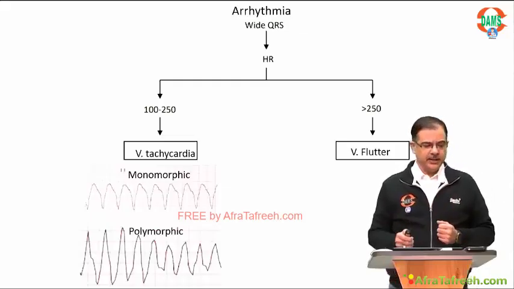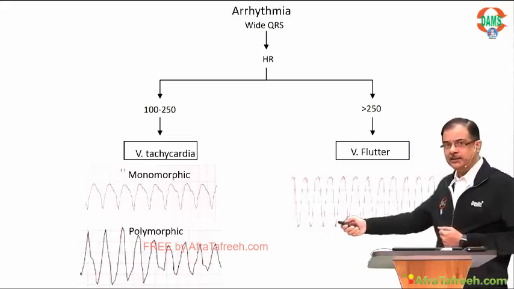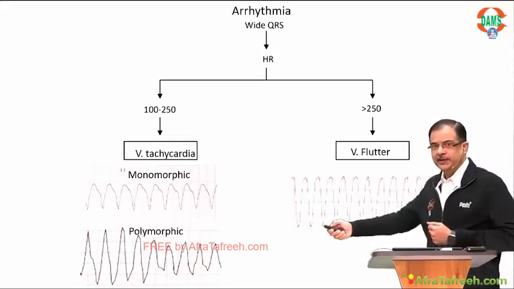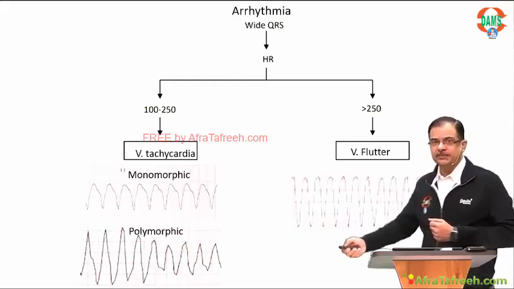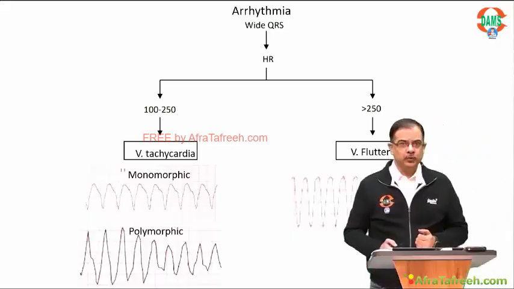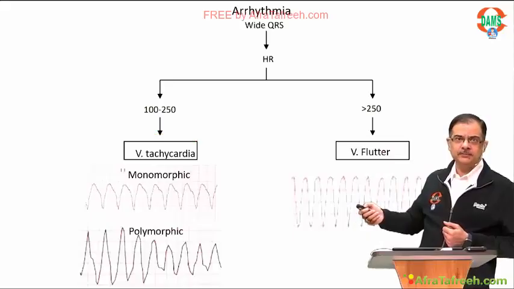In that condition, we will see QRS complexes which are coming very fast, and the distance between the QRS complexes will be less than 6 millimeters. 6 millimeters will make the rate more than 250. So this is a classical diagram of ventricular flutter.